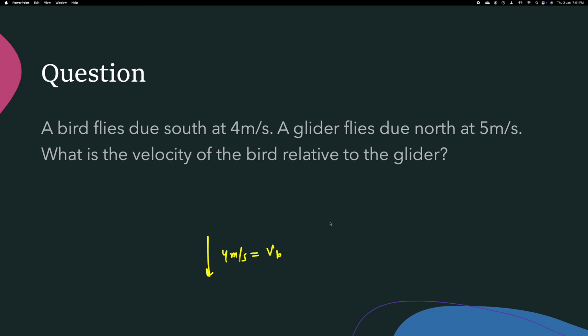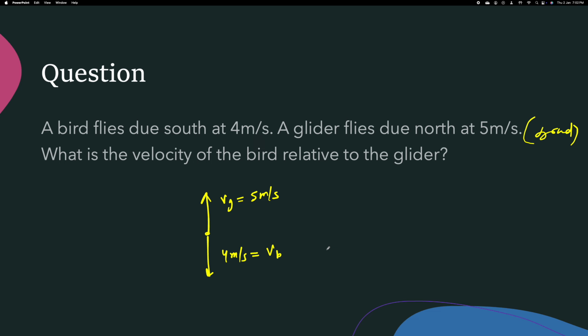A glider flies due north. Okay, so the glider is flying due north. So glider speed is 5 meters per second. So they are basically with respect to the ground. The examiner will make it more clear in the question, but let me tell you here that these speeds are with respect to the ground. So because they are the speeds with respect to the ground, it will change as per the standard notation that we have learned, like u, v, u prime, all that.